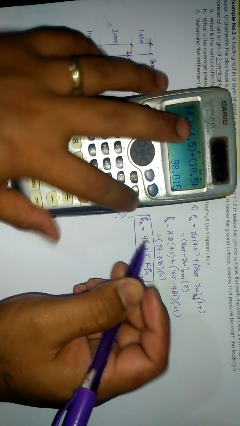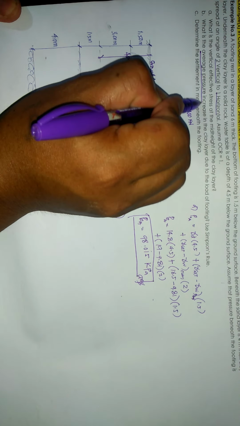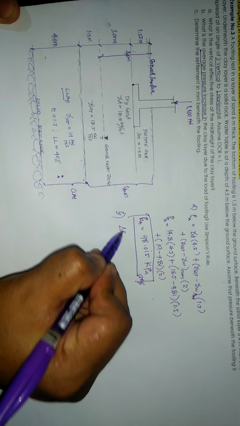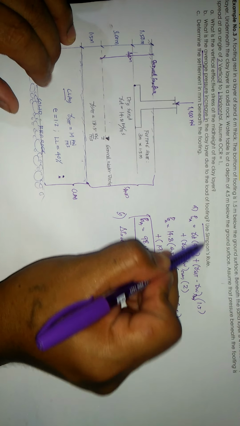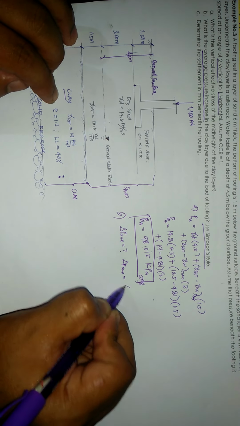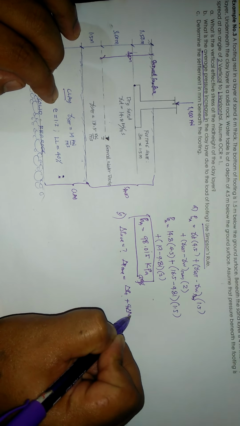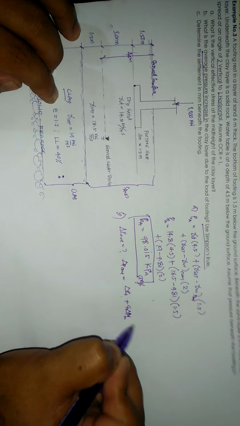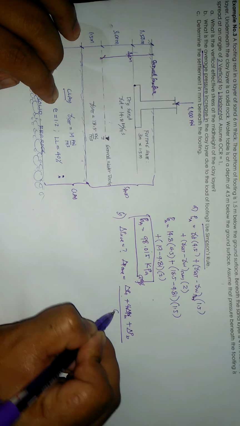So, letter B naman tayo. So, sa letter B, ito na. What is the average pressure increase? Okay? Ang unknown dito is delta P average. Okay? So, use Simpson's rule wherein your delta P average, guys, is equal to change in P at top plus 4 change in P at middle plus change in P at bottom divided by 6.